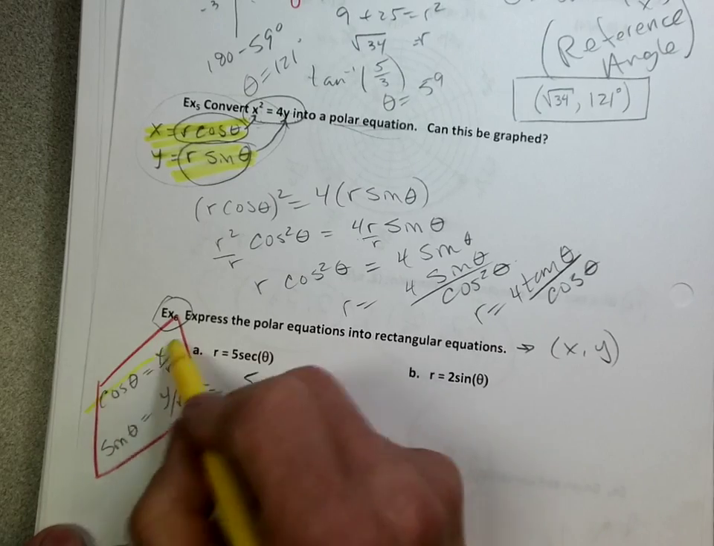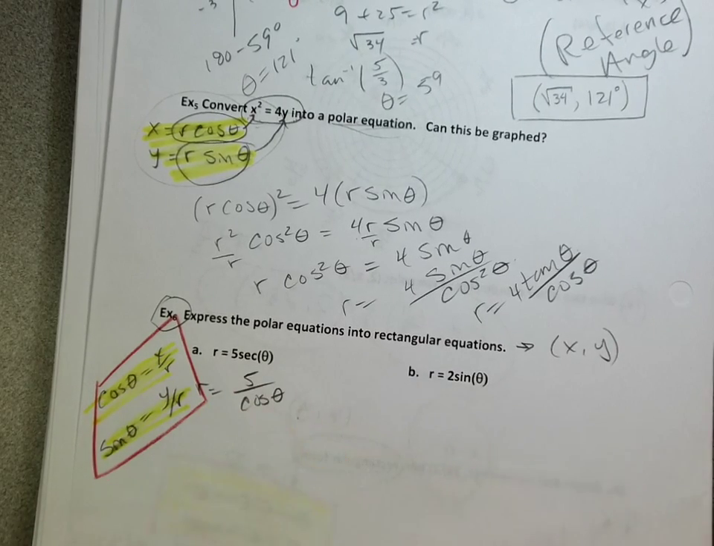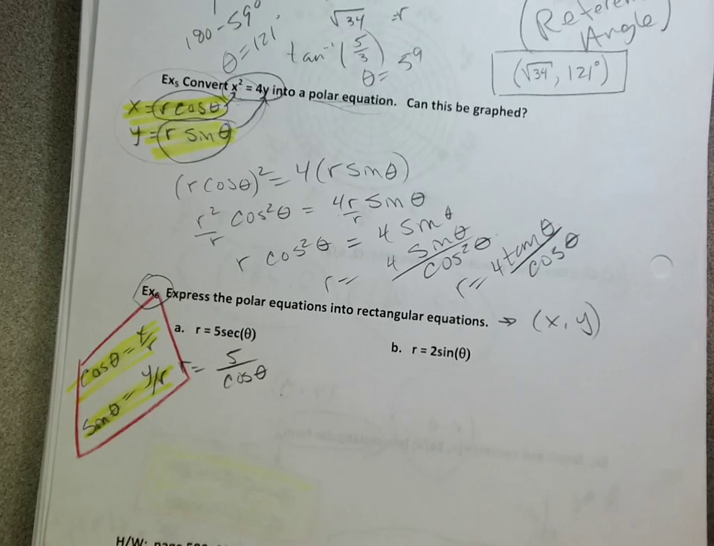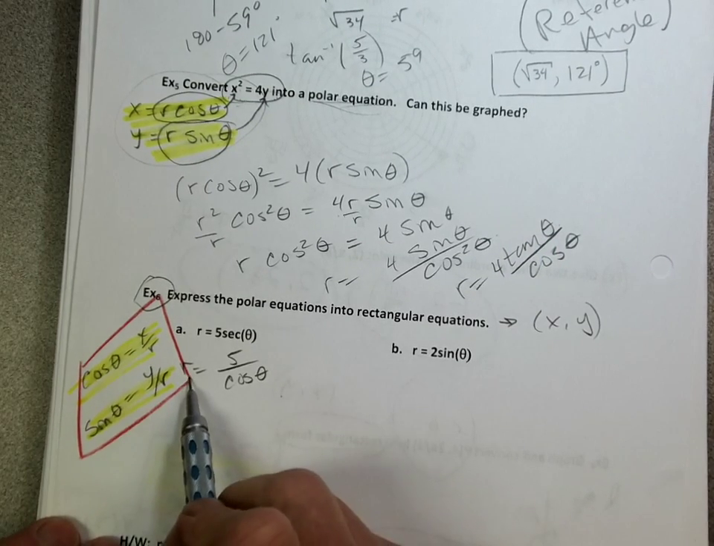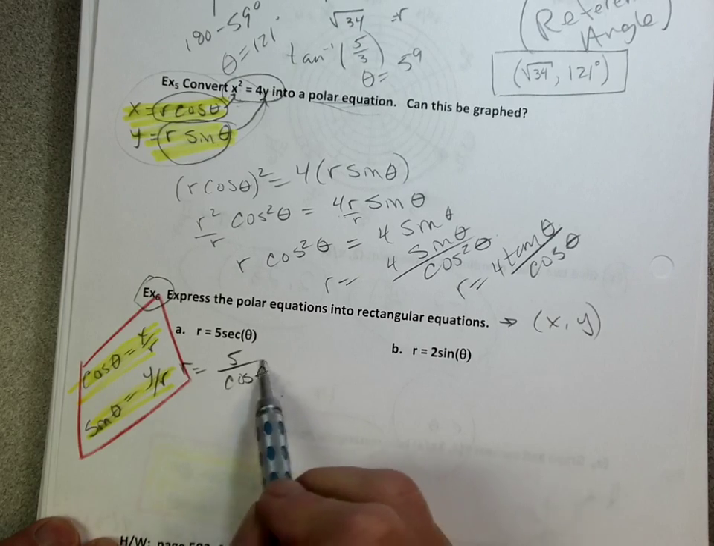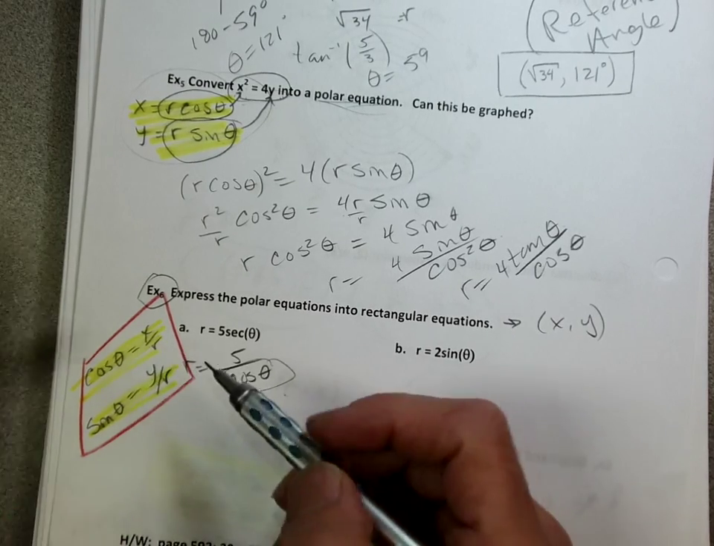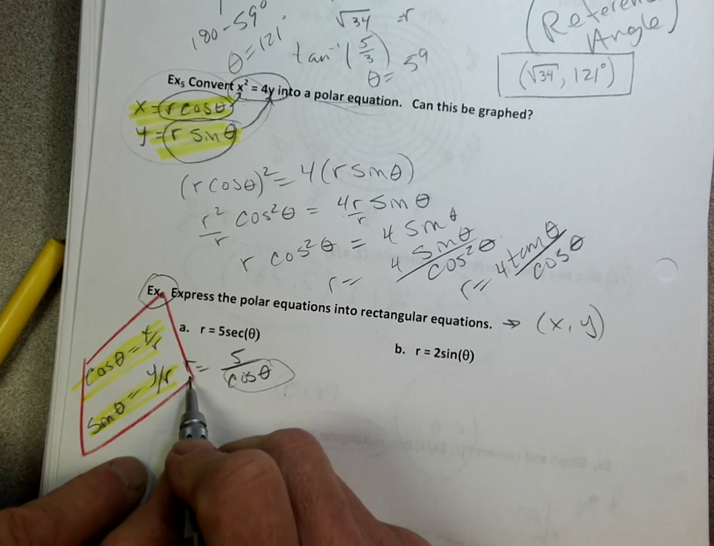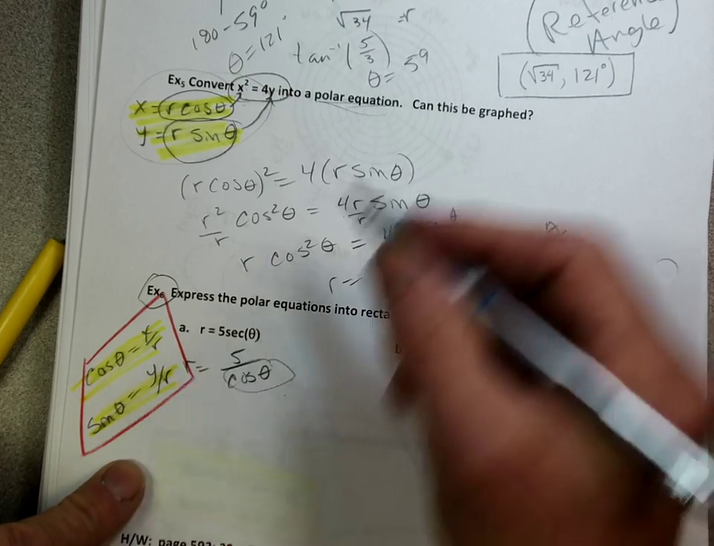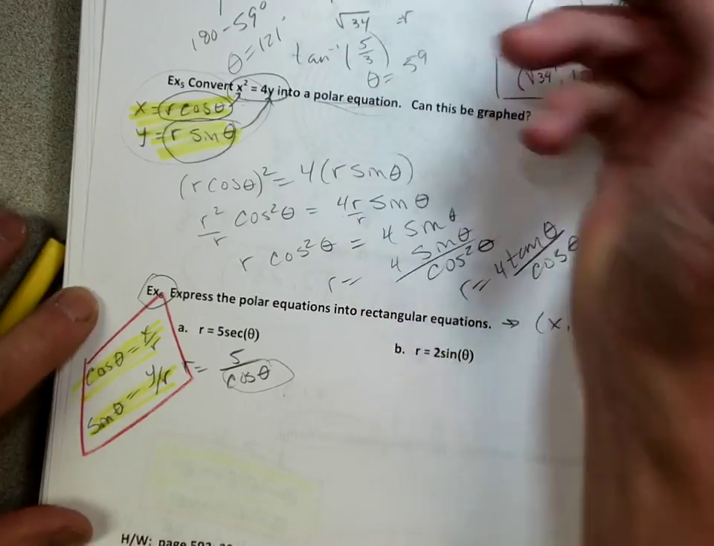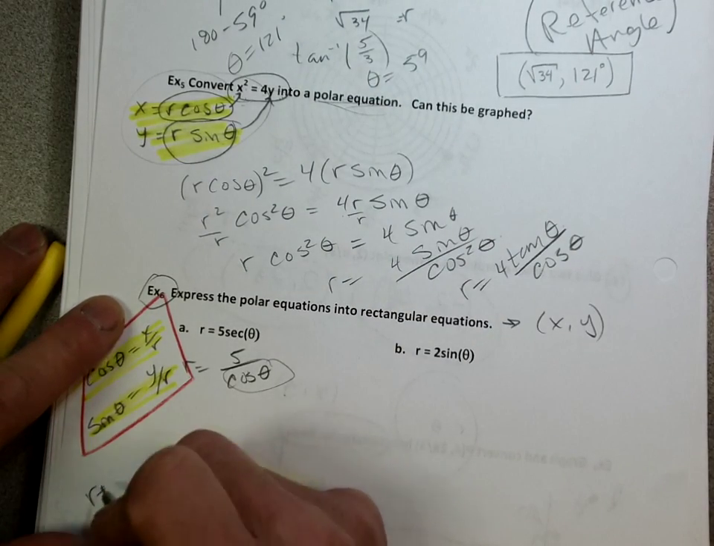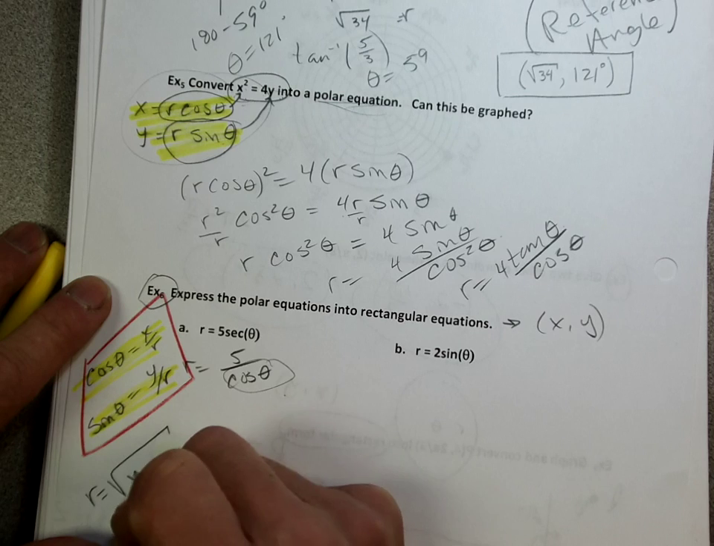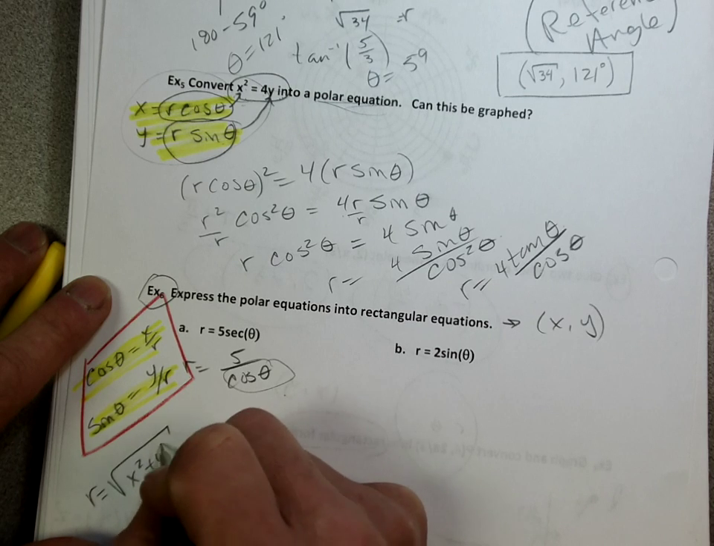Because how's that going to help me? I can make a substitution now. If I want to change the cosine, I can rewrite that as x over r. If I want to change my r into x and y, I'm going to go up to this form here. Another form I might want to write is that r is equal to the square root of x squared plus y squared.